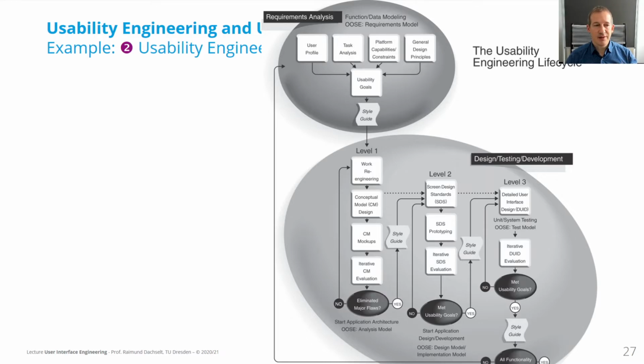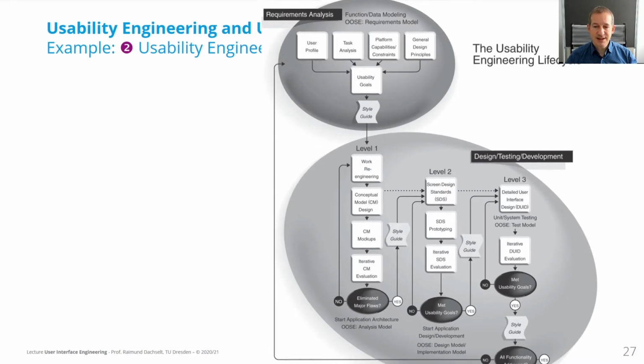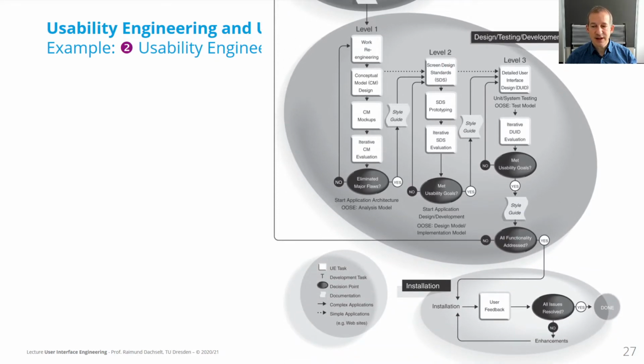This is just another depiction, which is in black and white. It's a bit better rendered in the graphic quality, and you see all these questions at the end of each phase. Were my usability goals met? Yes or no? And if no, I have to go back and maybe redesign the system. That's the idea. And here you see the installation or deployment part, which also, of course, involves user feedback, maybe done by a summative evaluation at this point. So you might have a closer look at that model yourself.